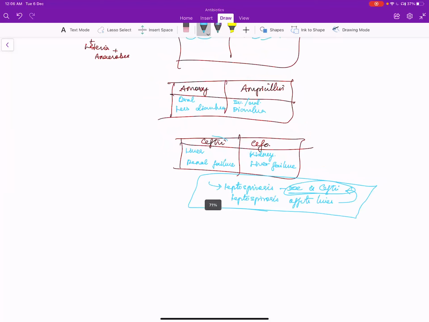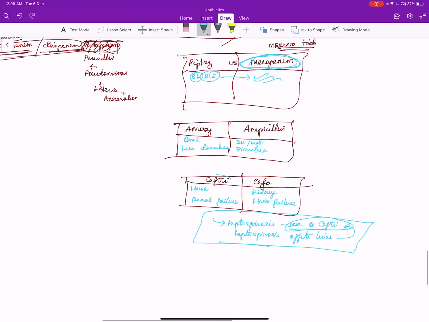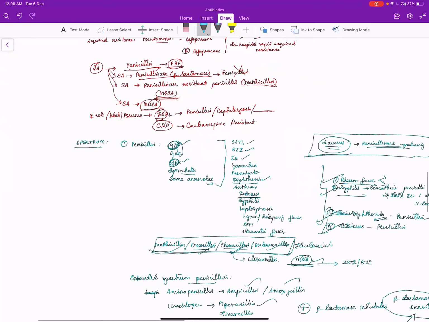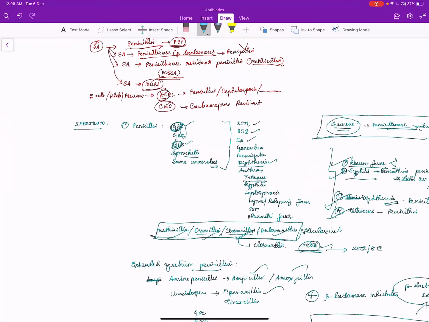Okay. Clear with this? Yep. So if you understand this scenario, in another 15 minutes, we'll finish all the other antibiotics, right?